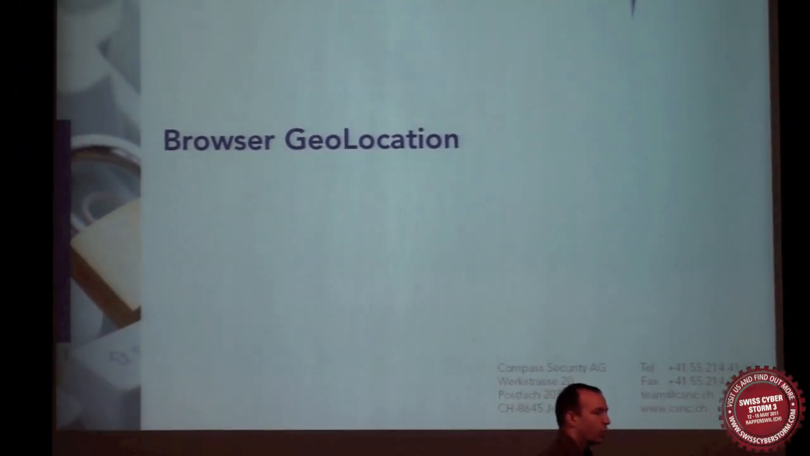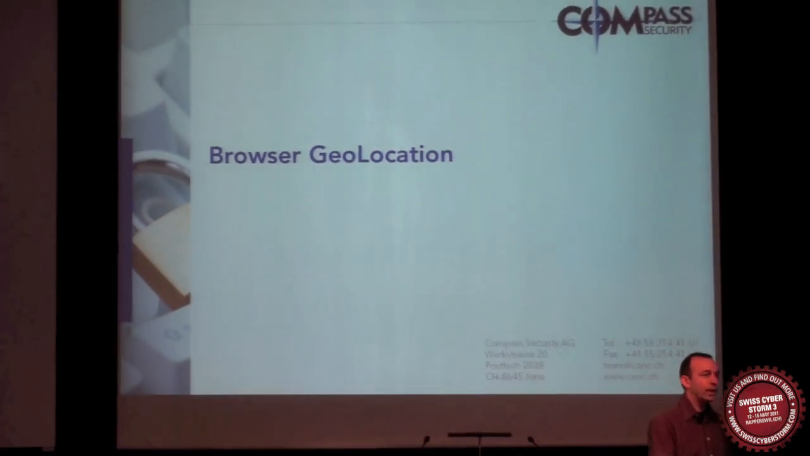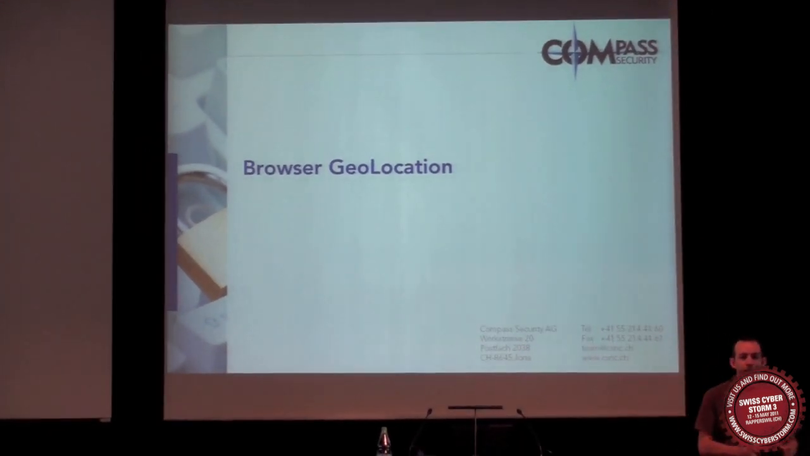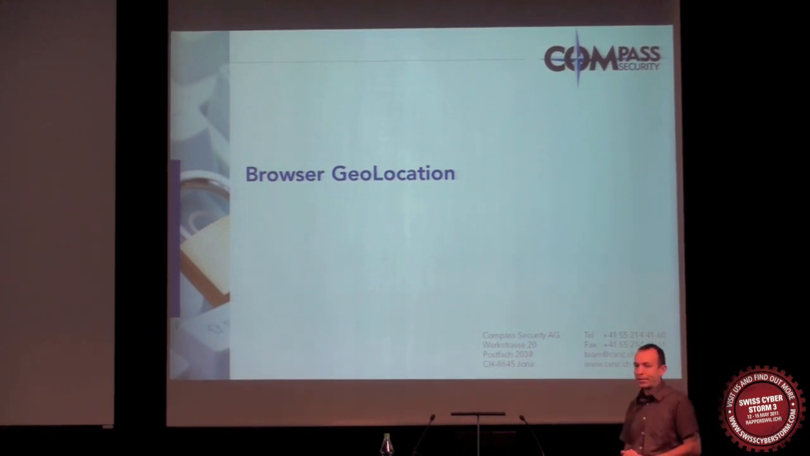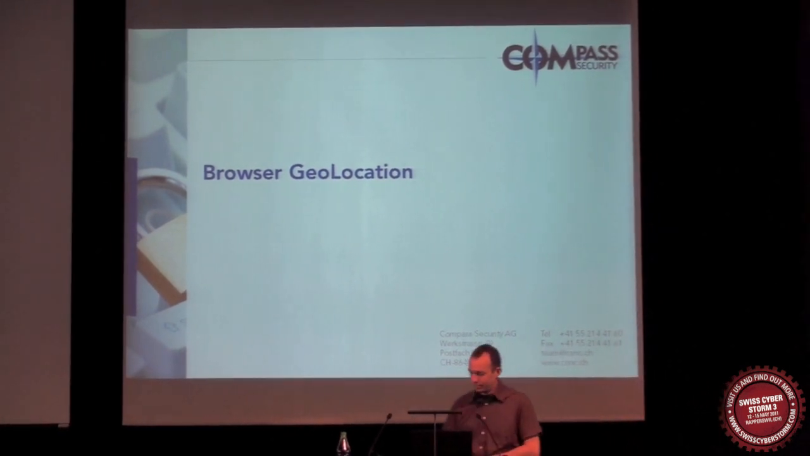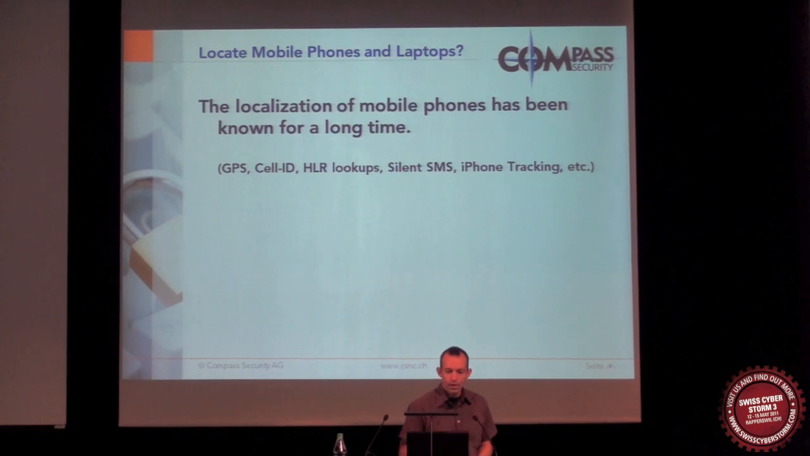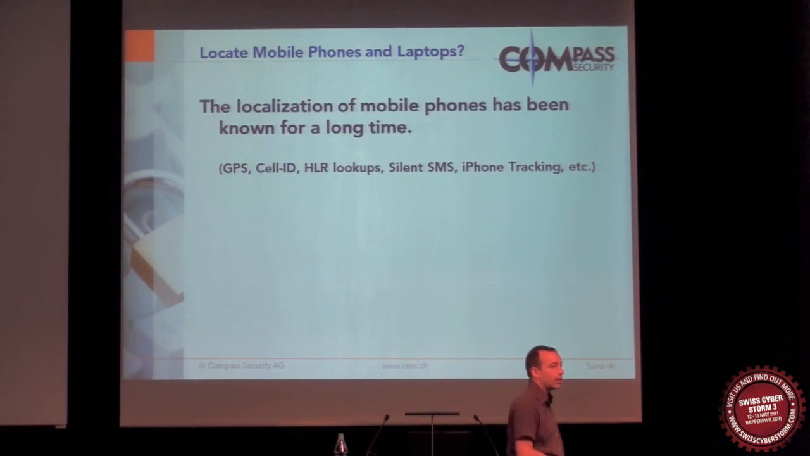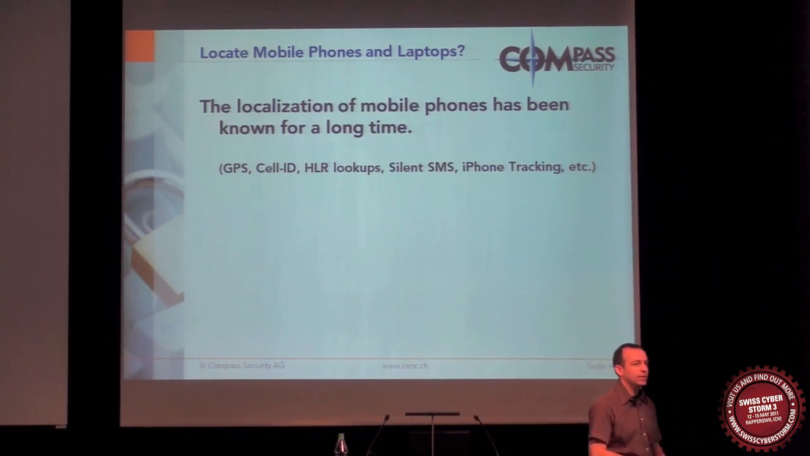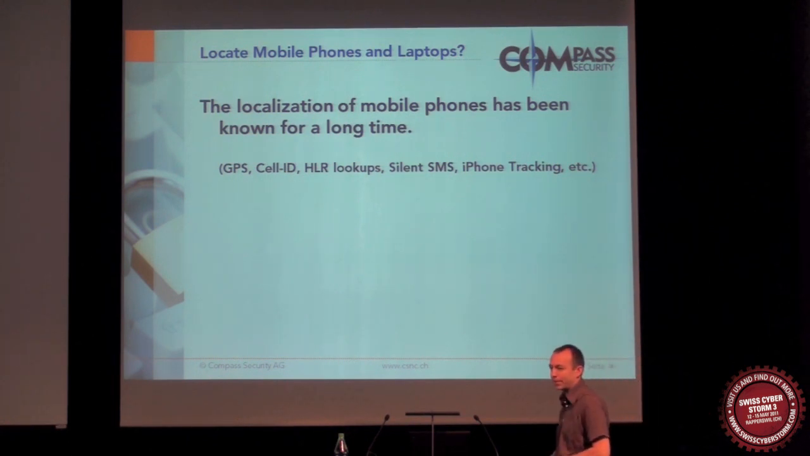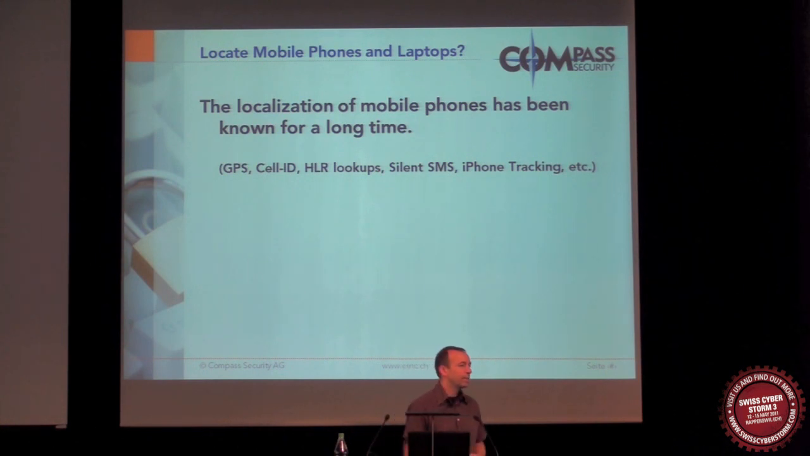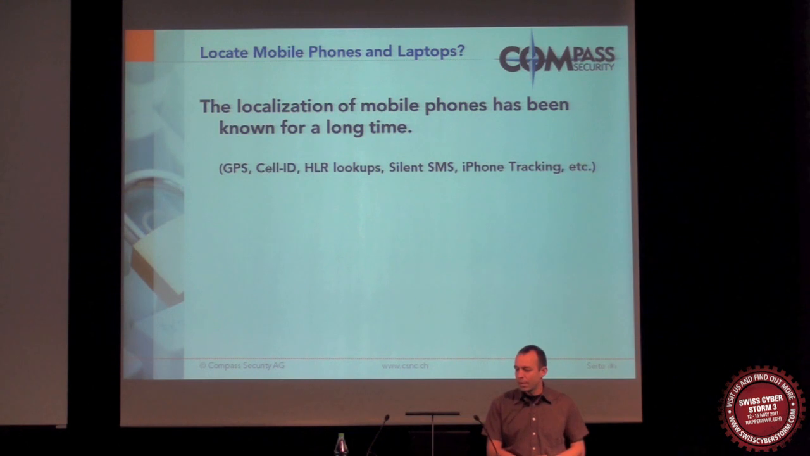So now we know the user, we can track the user, we can track him with different browsers. Maybe we want to know where the user is. Maybe you have heard of localization of mobile phones. It's possible. It has been in the media because of this iPhone tracker story, where the cell IDs and Wi-Fi data had been stored on the iPhone and written to the backup.